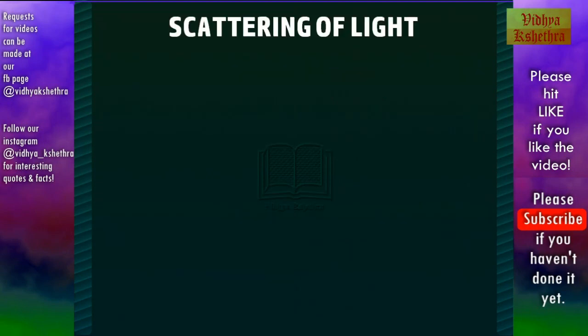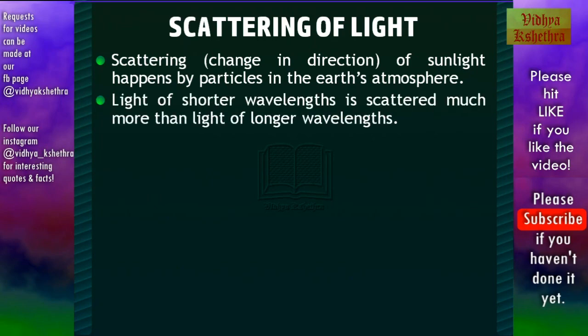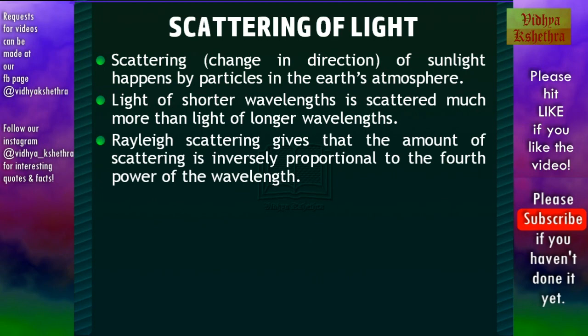Now we shall see the phenomenon of scattering of light by the Earth's atmosphere. Scattering, or change in direction of sunlight, happens by particles in the Earth's atmosphere. Light of shorter wavelengths is scattered much more than light of longer wavelengths. It was Rayleigh who gave the Rayleigh scattering criterion, which says that the amount of scattering is inversely proportional to the fourth power of the wavelength of light.